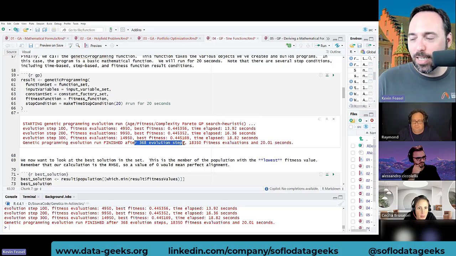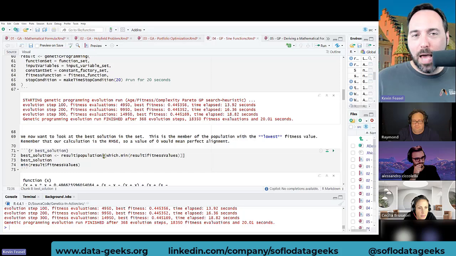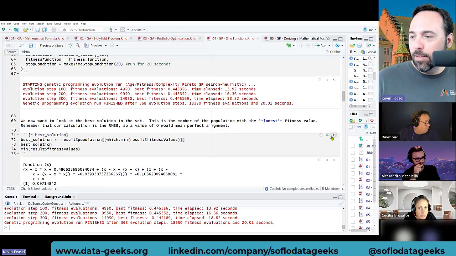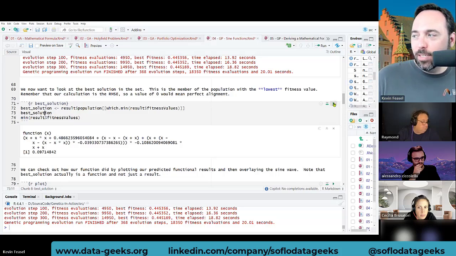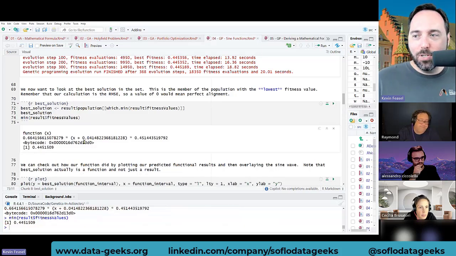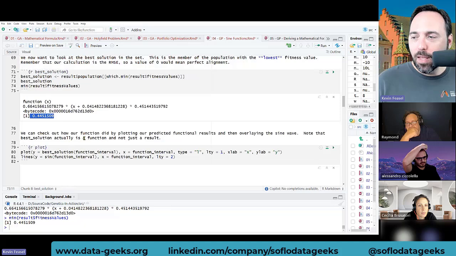I generated 368 evolutionary steps and 18,000 evaluations of fitness. So who was best at this job? By the way, this was the last time I ran it. So we have constants like 0.4866 and minus whatever. If I run this, I get a completely different result: 0.66 times the quantity x plus 0.04 times 0.451. And my root mean squared error is 0.44.